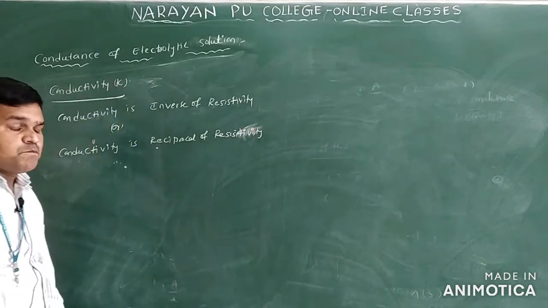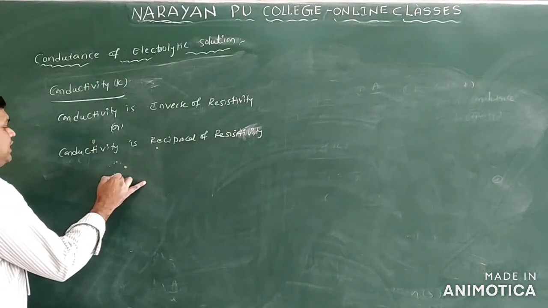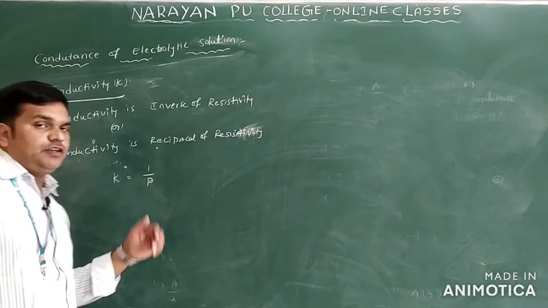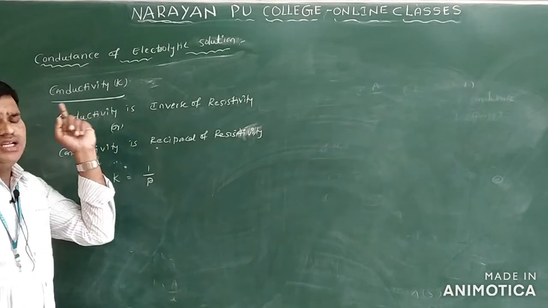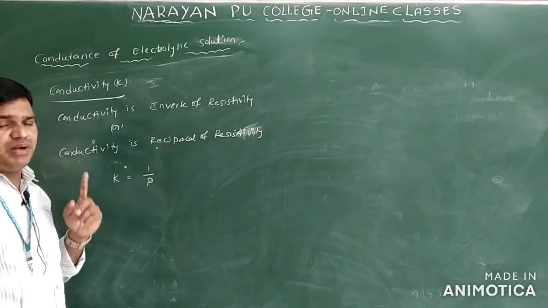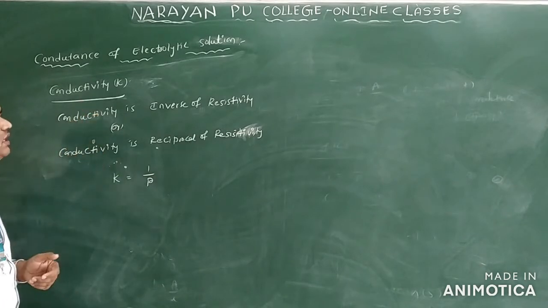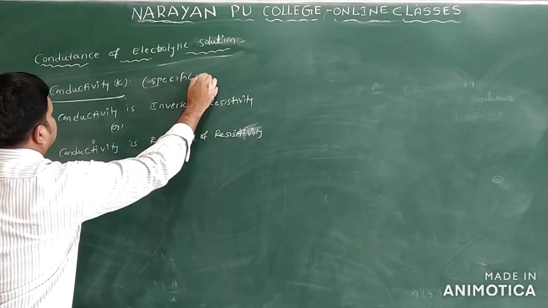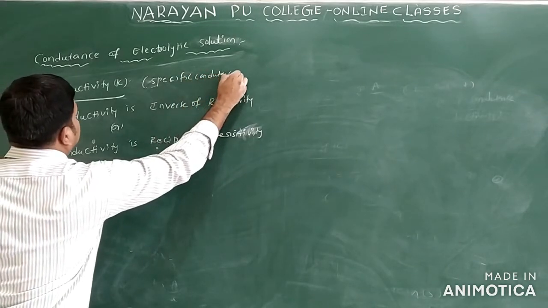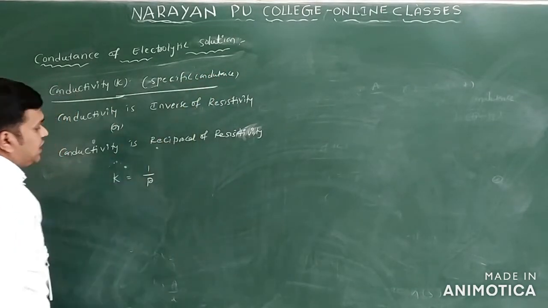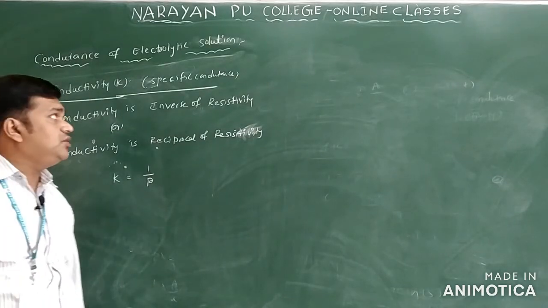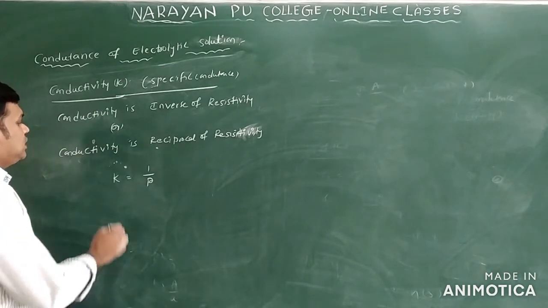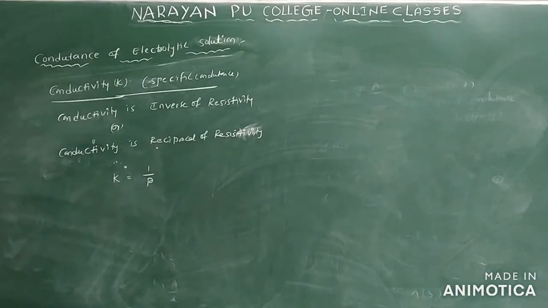Resistivity is denoted by rho. K is equal to 1 by rho. K is the conductivity, also called specific conductance, though majority of the times we use the term conductivity K. So K is equal to 1 by rho.